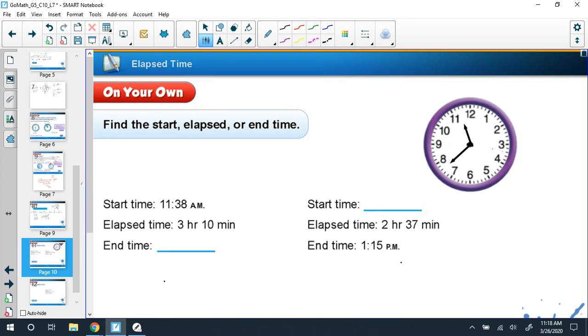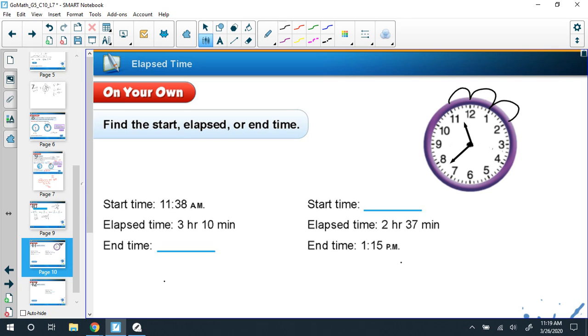So my little clock over here is already set up. And I'm going to think about it this way. I'm going to say, well, if it's 11:38, an hour later it is 12:38. 2 hours later, it's 1:38. 3 hours later, it is 2:38.